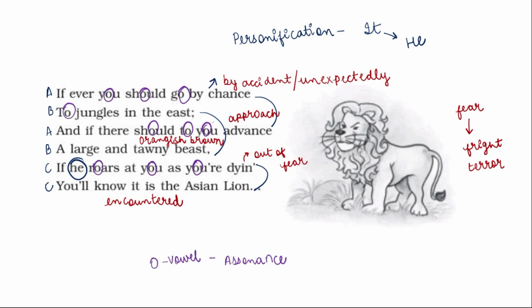So the literary device that is used in this stanza is assonance. Assonance is the repeating of the O vowel sound in words that are closely placed together. So I hope the first stanza is clear. Let's move to the next one.